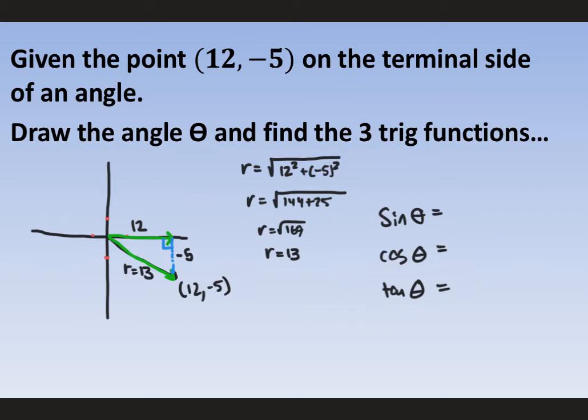So sine, it's my opposite over my hypotenuse, or my y over my r. So that's -5 over 13. The cosine of my angle is my adjacent over hypotenuse, or my x over my r. So that's 12 over 13. And the tangent of my angle is my opposite over my adjacent, or my y over my x. So that's -5 over 12.